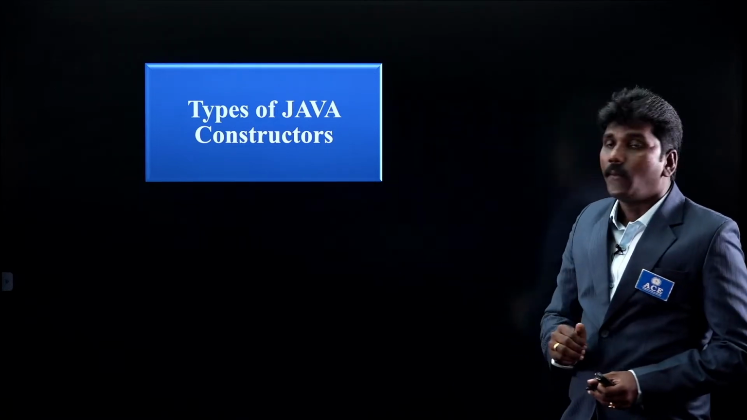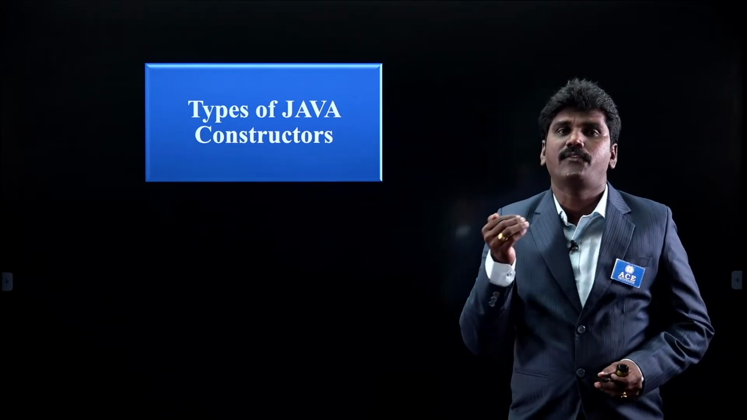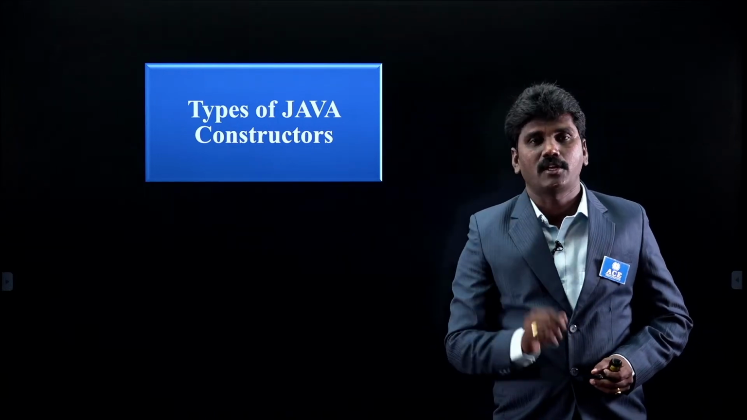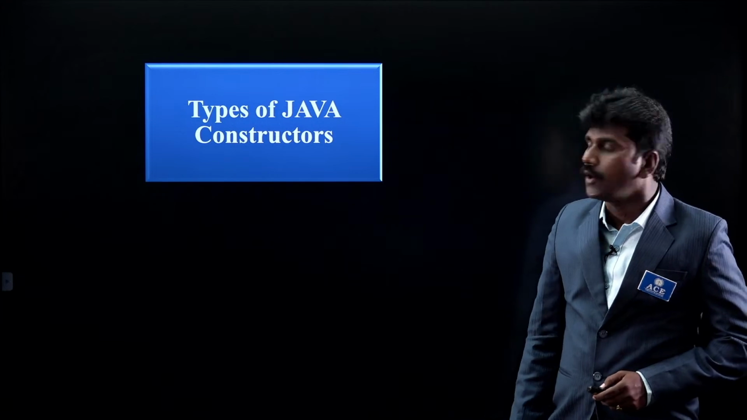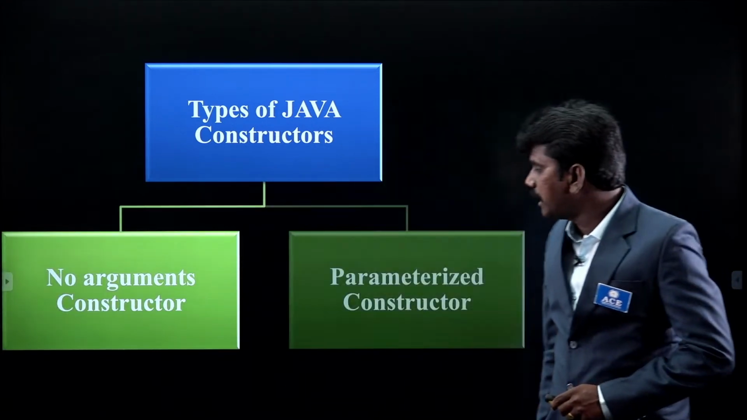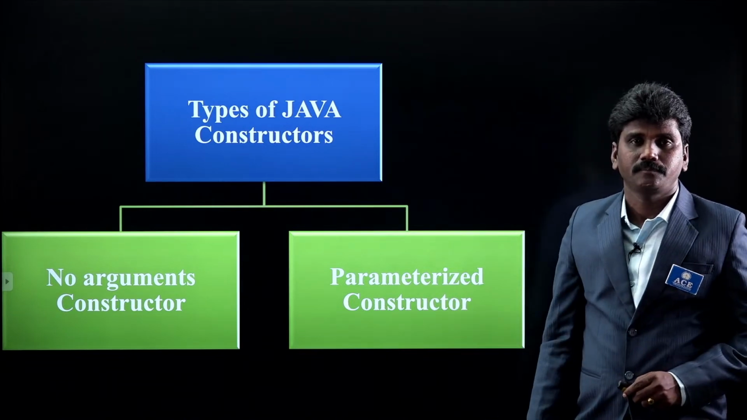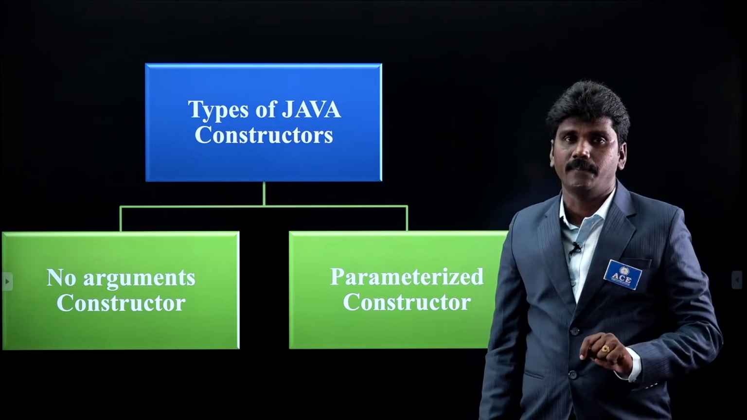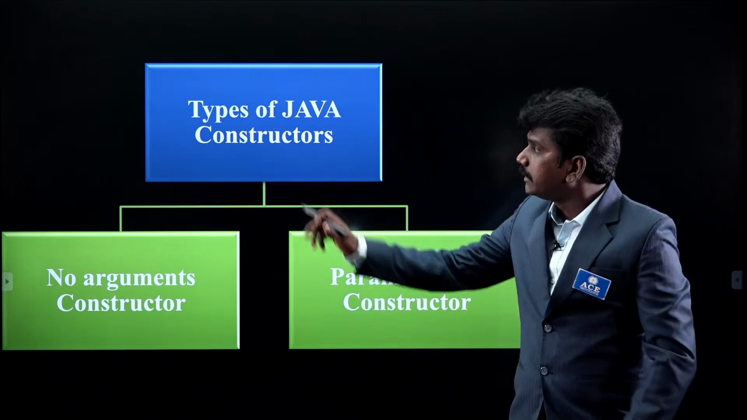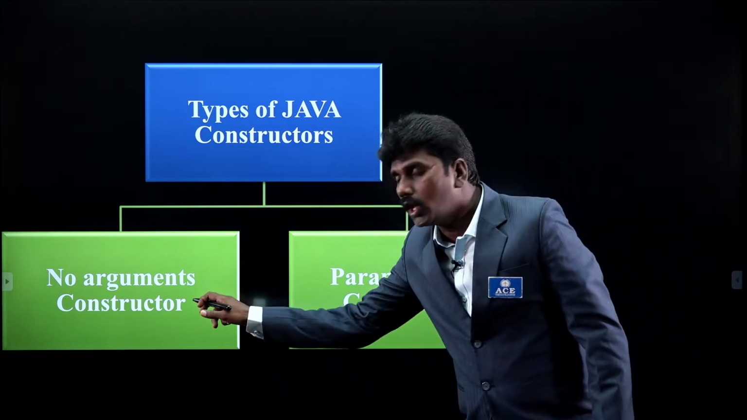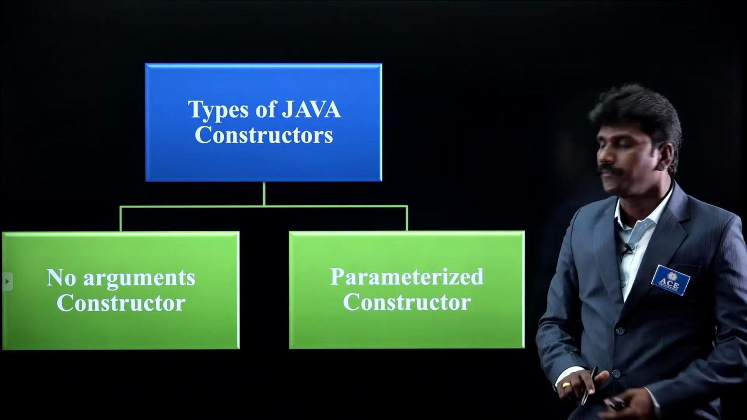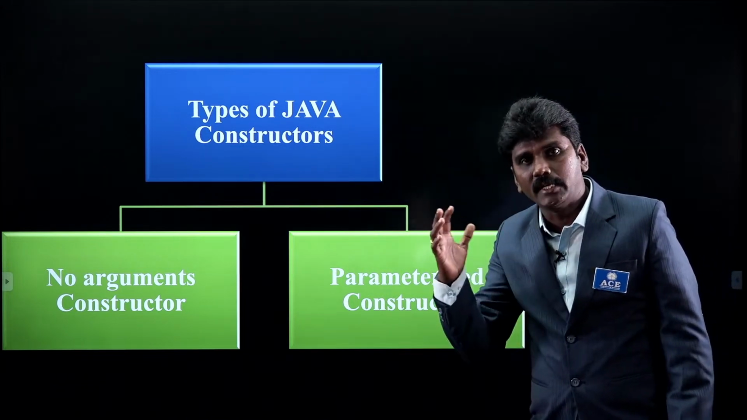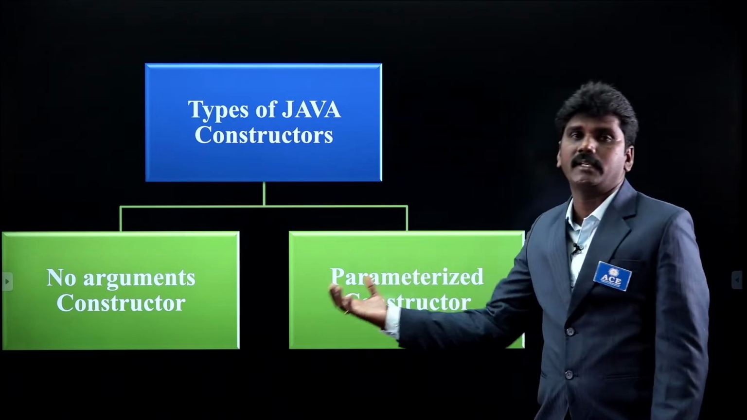Now let us see the different types of constructors in Java. We have explicitly two kinds of constructors: one with no arguments, and the second one the parameterized constructor. Just now we have seen that the Java compiler provides the default constructor. Now we are talking about the types of Java constructors, the no-arguments constructor and the parameterized constructor. These two we provide inside the class. At least without any parameters we can use one constructor, and with parameters we can use one constructor.